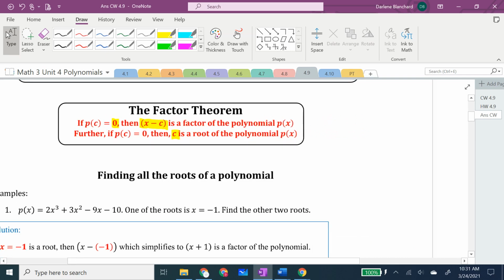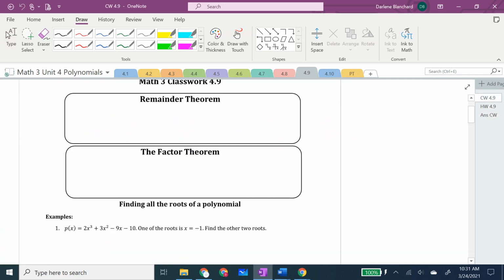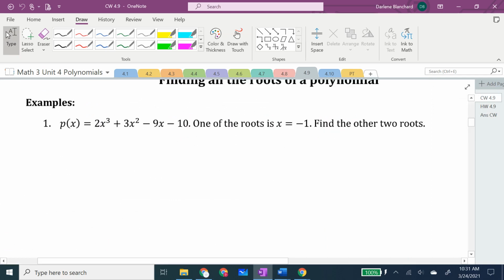So let's start some examples. If you are told one root and you're asked to find the other roots, you're going to realize that you need to take the polynomial and you need to divide it by x minus that root. So we're going to do polynomial division.